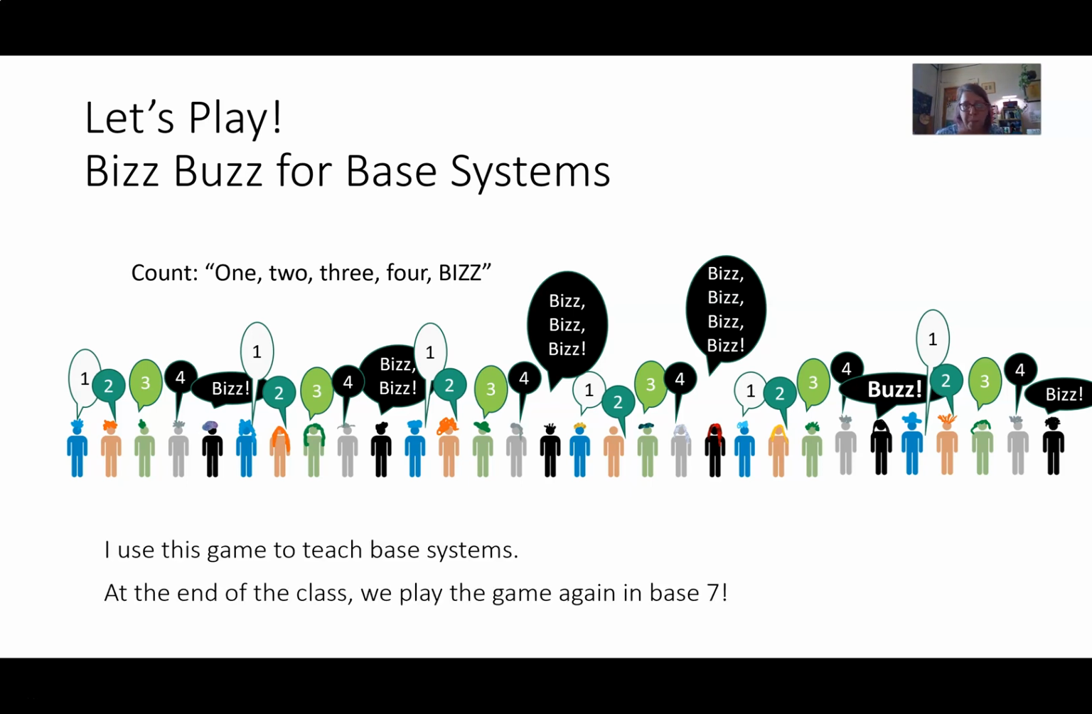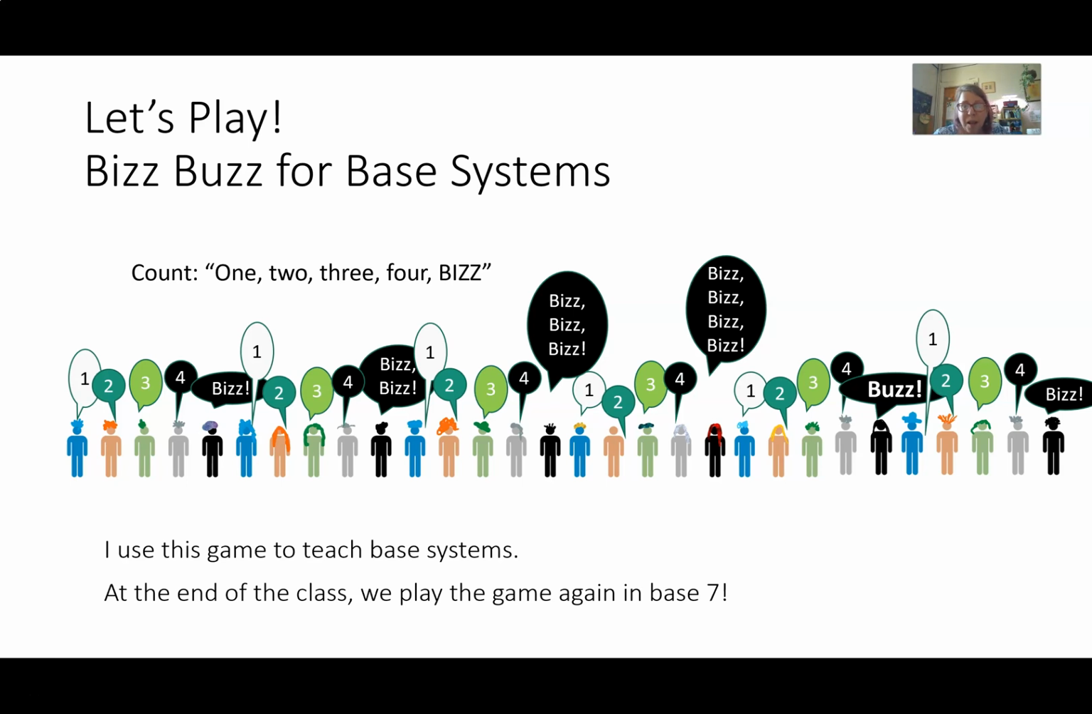And as you probably realized, we're doing base 5. So we progress from there after having counted in base 5. I give them base 5 blocks, which are flat squares, rods, and units in base 5, and we make numbers in base 5. And then we progress to other bases in that class. And at the end of the class, we play the game again in base 7. Without much instruction, they get how to play the game in base 7.